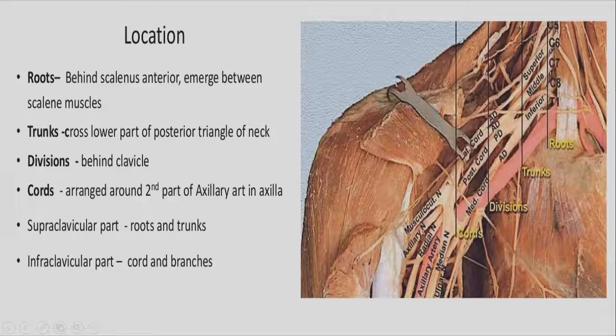terminal branches. Okay. So above the clavicle, you basically have the roots and trunks. Below the clavicle, you have the cords and the branches. The divisions are just behind the clavicle. So that's where the brachial plexus is located.